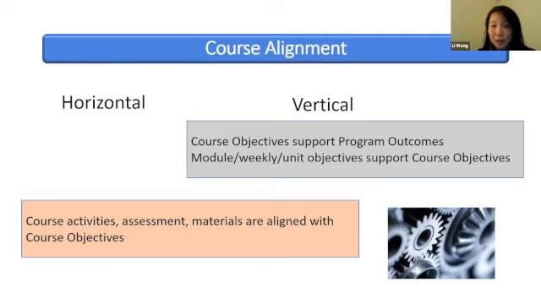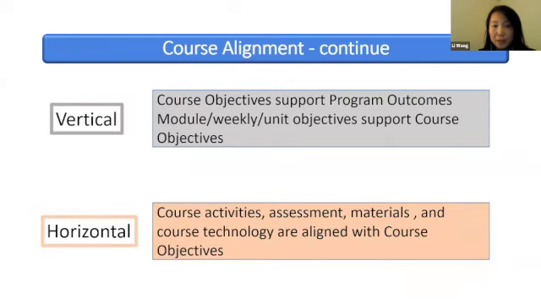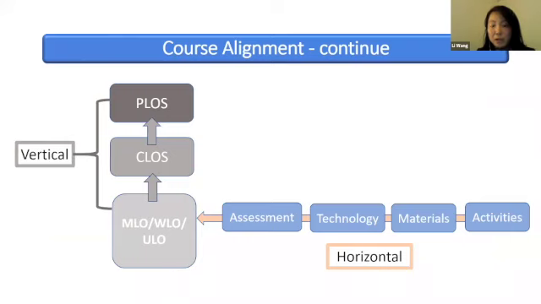So I just want to give you a visual of what that means. This is the vertical: course objectives support program outcomes, and module or weekly unit objectives support course-level objectives. So it's very linear and vertical. And then the horizontal is the course activities, each week or each module or each unit, supporting the unit level, weekly level, or module level. Here is another visual that I hope clarifies more about how that alignment works.